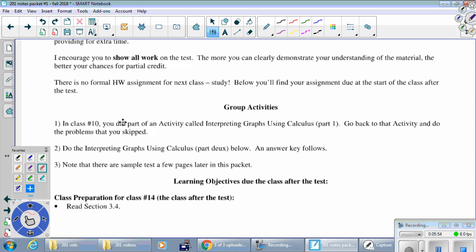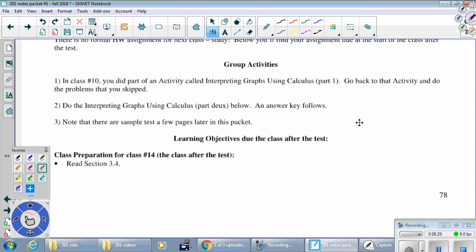So for the activities for today, you should probably first go back to class number 10, the long activity with parts A through X, interpreting graphs using calculus. We skipped a bunch of problems on that day because we didn't know second derivatives yet, but now we do. So I encourage you to go back and finish those. In the one video on class number 10, the activity video, I went through the entire activity. I didn't skip any of them. So if you get stuck, go back to the class 10 activity video and you'll find me working through all of the problems for this activity.